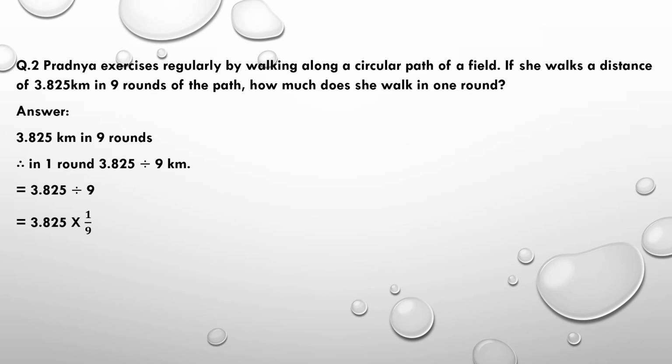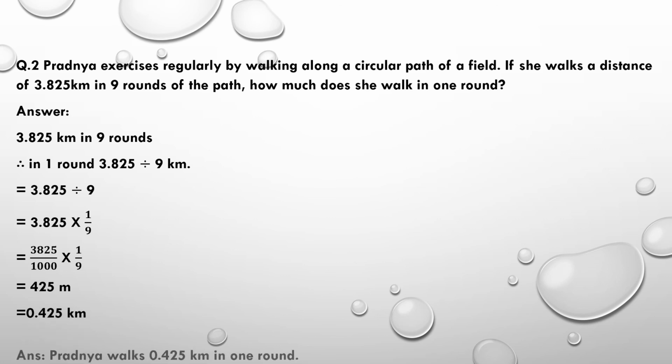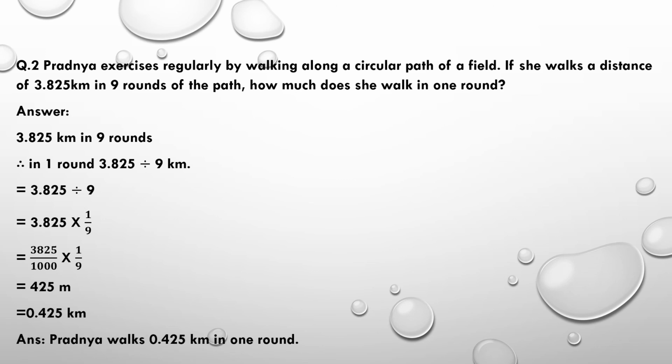1 upon 9. Here what we have done, we have written the first number as it is. Instead of division, we have given the sign of multiplication, and instead of 9, we have written the reciprocal, that is 1 upon 9. So 3.825 we will convert into a fraction, so we will get 3825 upon 1000 into 1 upon 9. After multiplying and reducing the fraction, the answer we are getting is 425 meters, which is equal to 0.425 kilometers. So the answer is Pradnya walks 0.425 kilometers in one round.